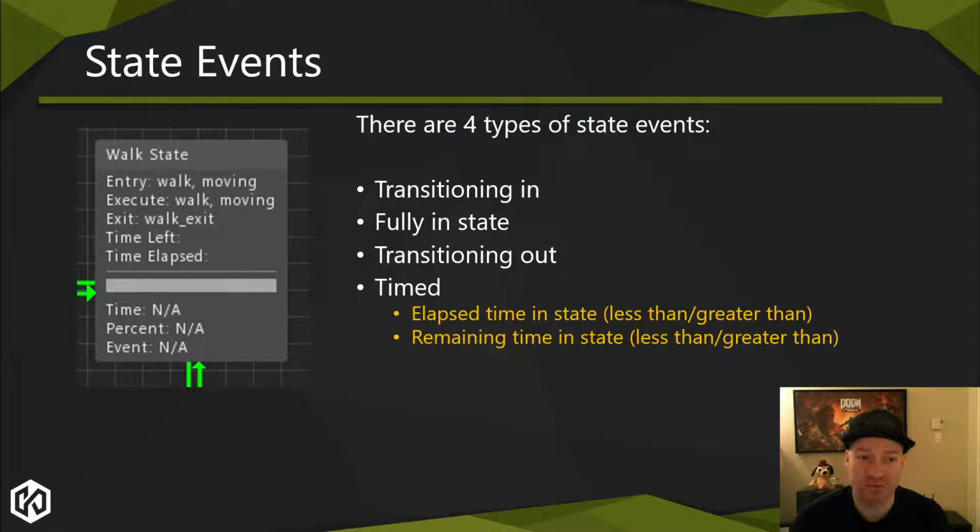There are 4 different types. There's one that's emitted when we transition in. There's one that's emitted when we're fully in the state, so there's no transitions active. There's one that's emitted when we leave. And we have timed ones, which basically will trigger based on how much time I've been in a state or how much time is left in a state. And you can basically put multiple IDs for each one of those 4 categories. And whenever those conditions are set, those values will be sent out of the graph.